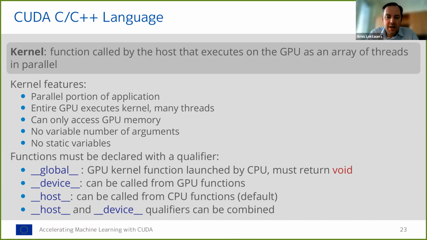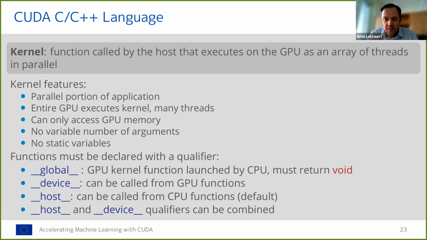The device qualifier also means that the given function should be executed on the GPU. However, there is a difference between global and device. Global functions can always be called from the CPU, they are only started from the CPU side. However, device functions can be called from any global function, so device functions can be called from other GPU functions. That is the difference between global and device functions.